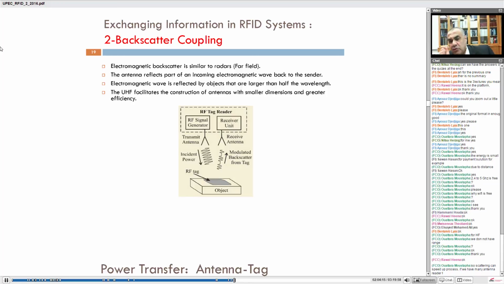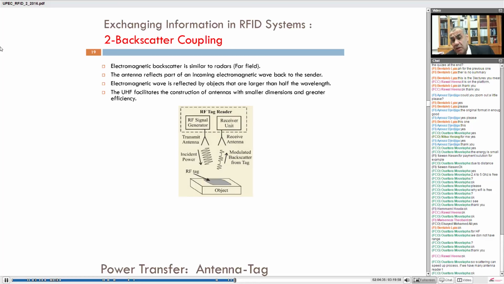I have a question: can scattering speed up the process if we have many antennas? Yes, this is why we can have multiple reading. This is why it is faster than inductive coupling. I told you earlier that we will see why. This is the reason why it's faster: multiple reading and so on, because of the type of coupling. The coupling here is backscattering.